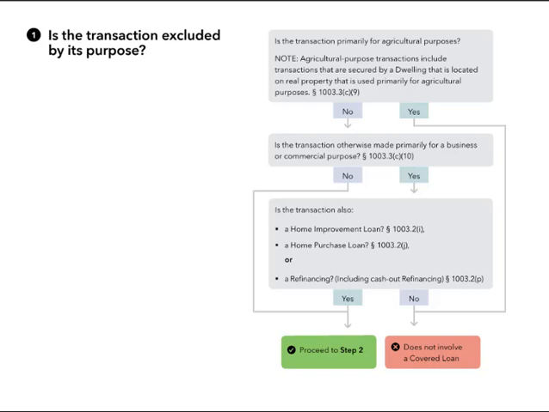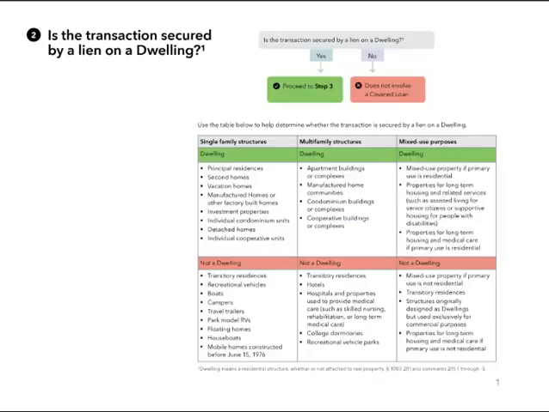Remember that a transaction that is primarily for agricultural purposes is excluded, even if it is secured by a dwelling. A transaction that is primarily for a business or commercial purpose could possibly be excluded. It would depend on whether the transaction is also a home improvement loan, home purchase loan, or a refinancing. If the transaction is not excluded based on its purpose, then the next question is to determine whether the transaction is secured by a lien on a dwelling. This page of the chart provides examples of what is and what is not a dwelling.